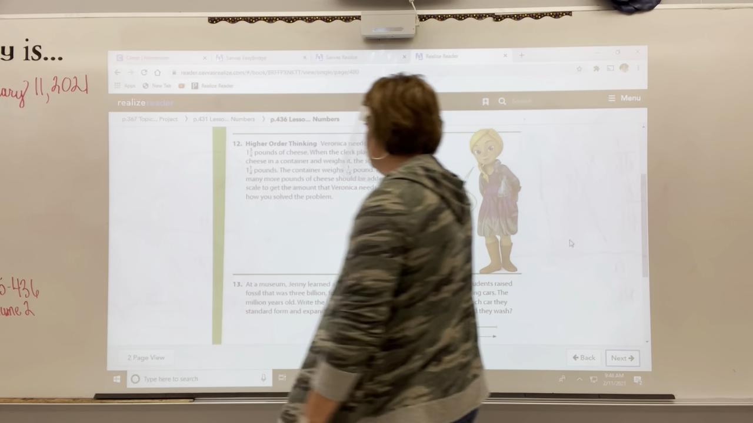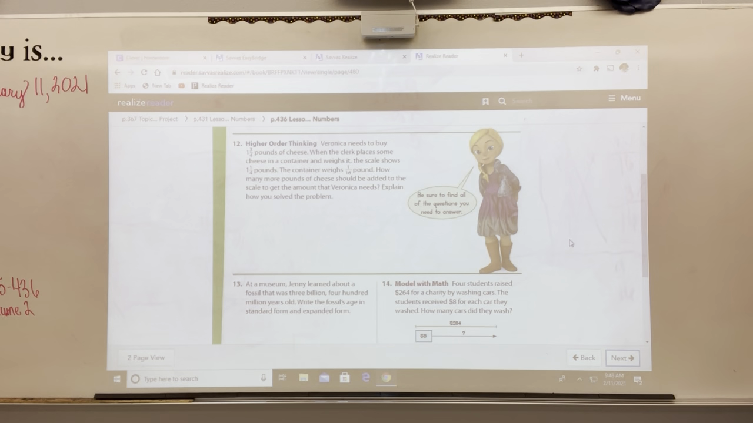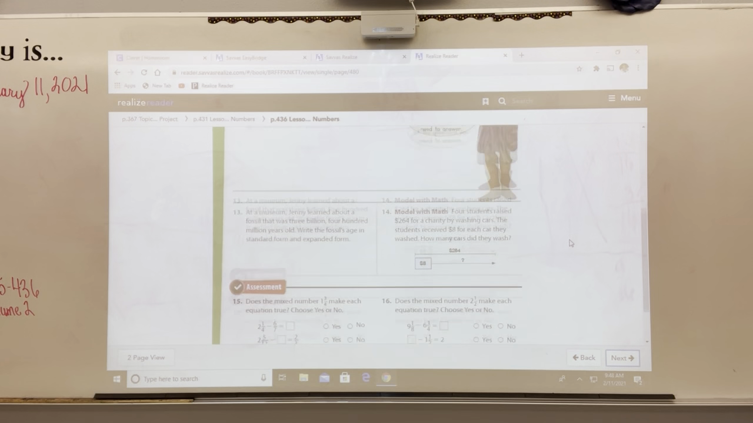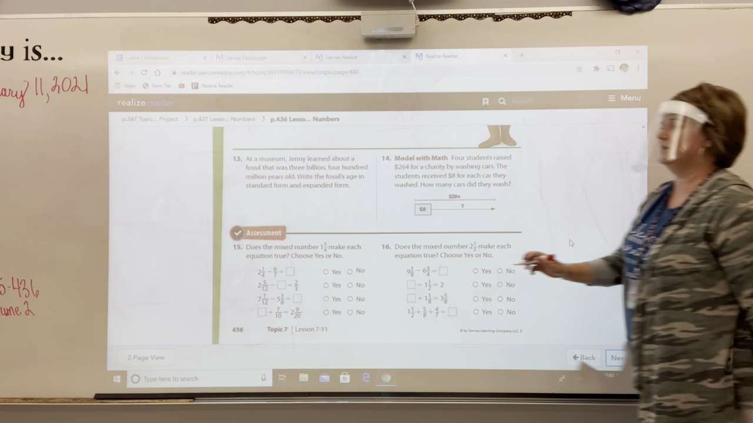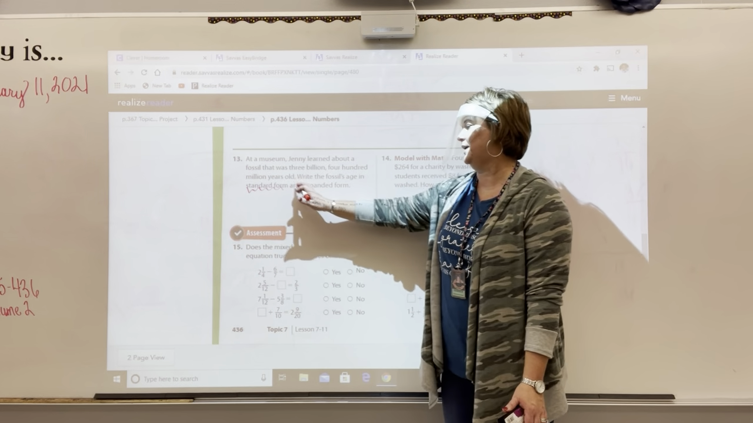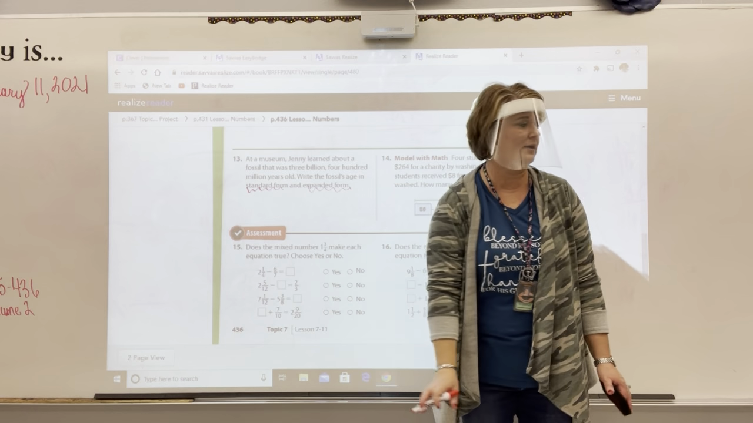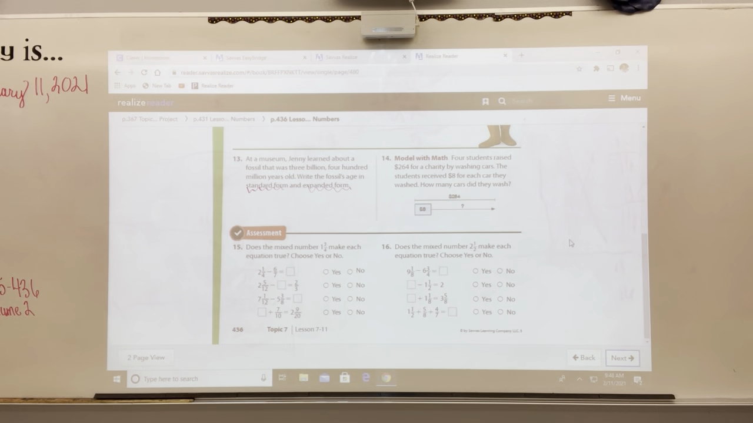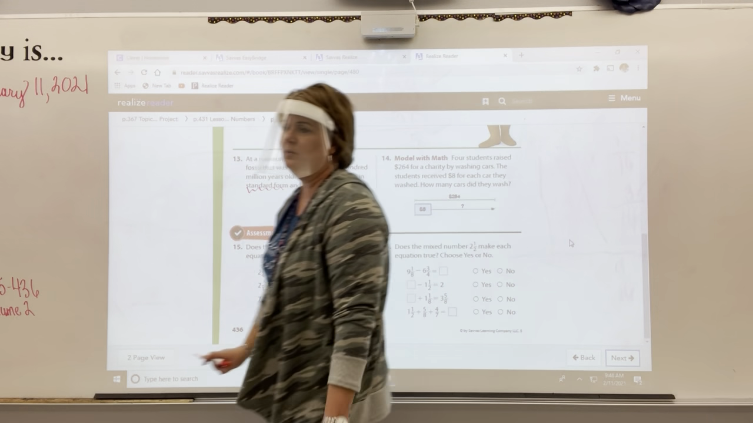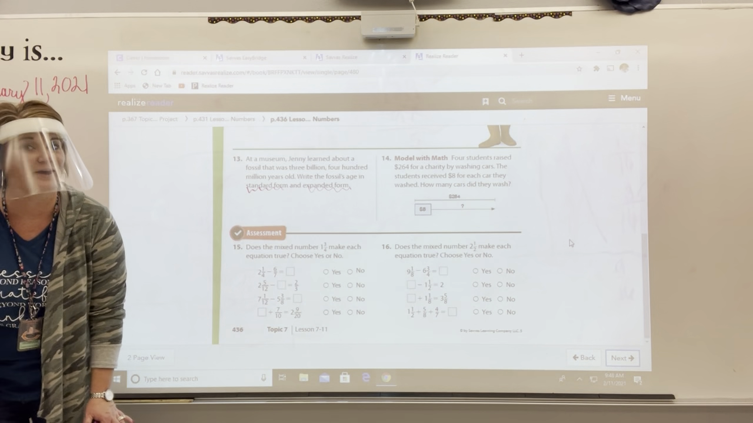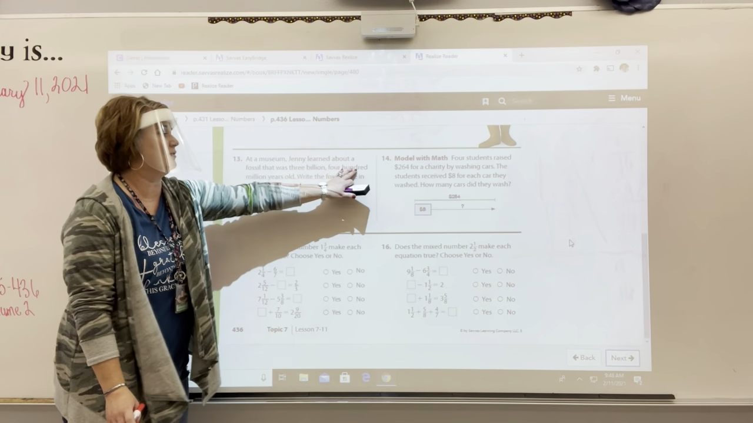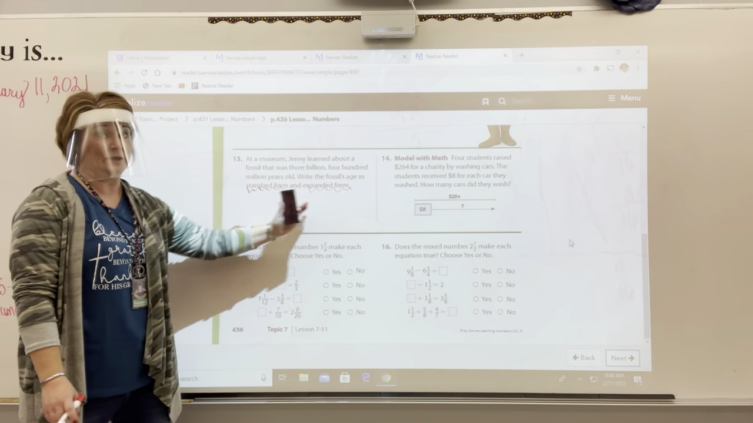Number 13. At a museum, Jenny learned about the fossil that was 3,400 million years old. Write the fossil's age in standard form, underline that, and expanded form, underline that. Do y'all remember a long time ago the definition I gave you for standard form? It said the plain old number. So I need you to write 3,400 million like a plain old number.